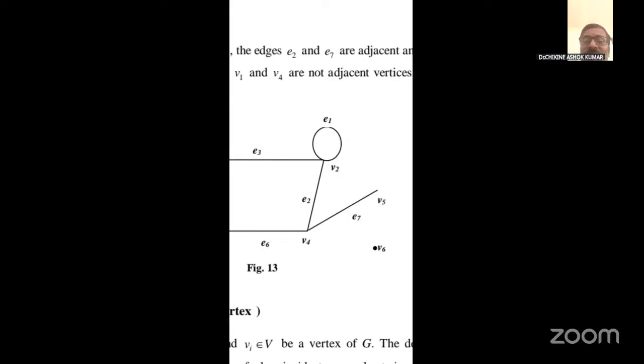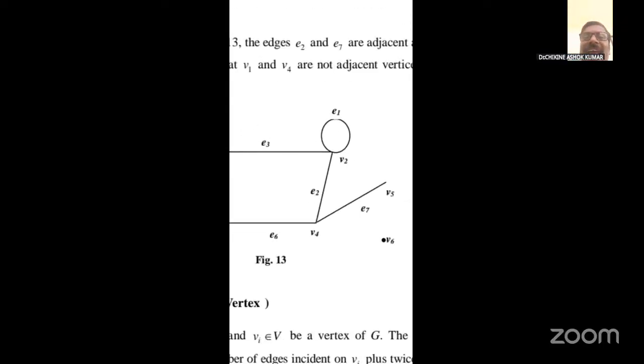One more thing, if you count for V2, V2 is a special case, that is, it has a loop. Is it clear? It has a loop. If a loop is given, we have to count the number of edges as twice. That is clockwise and anti-clockwise, repeated two times. Like that, we have to count two times.